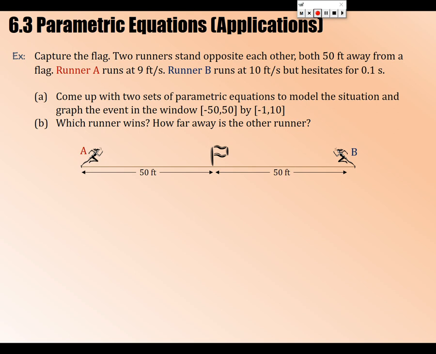Good. All right, let's talk about runner A and runner B now. We'll capture the flag. So we have the scene here, and I'd like to propose that we put the y-axis right here. We have runner A coming from 50 feet over here and runner B coming from 50 feet over there, and I'd like to set up two sets of parametric equations. We'll call this one XA and YA, and for runner B we'll call these equations XB and YB, and we'll watch them run two separate motions that'll be modeled here.